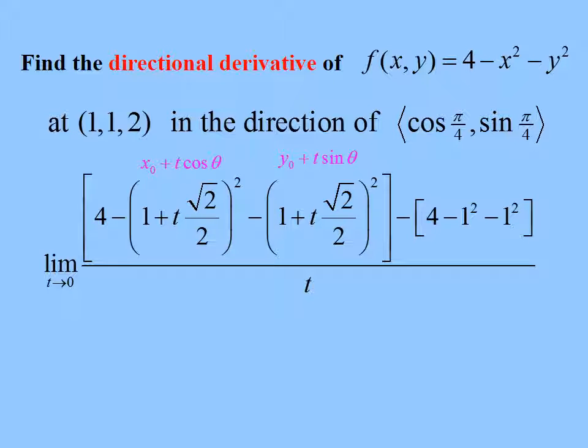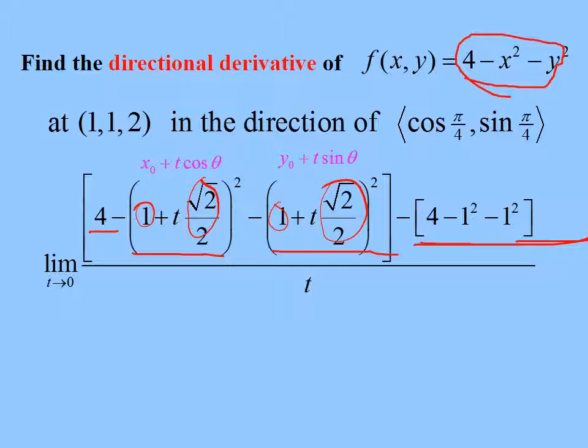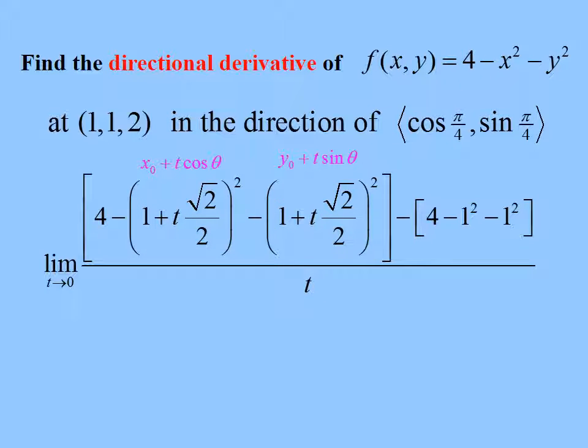So here is our x naught plus t cosine theta. Here's our y naught plus t sine theta. We plugged all of those into the f of x, y, 4 minus x squared minus y squared. We subtracted the original function and divided by t. Looks familiar. I think that's what we did back in Calculus 1.